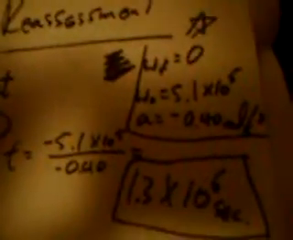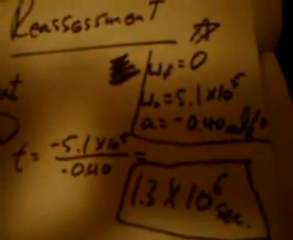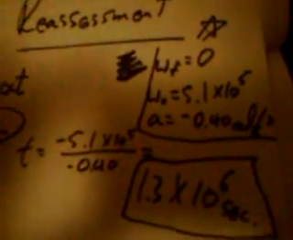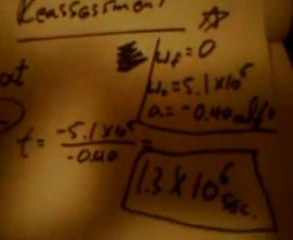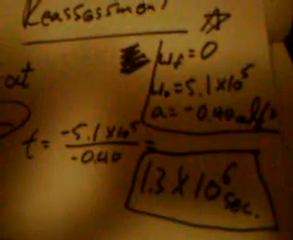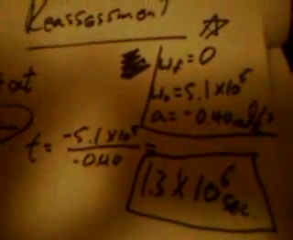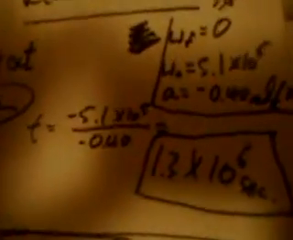So basically, the variables that we have: the final velocity, which is 0; the initial velocity, which is 5.1 times 10 to the 5th; and then the acceleration, since it's slowing down, is negative 0.40 radians per second squared.